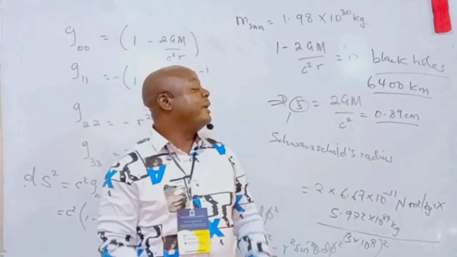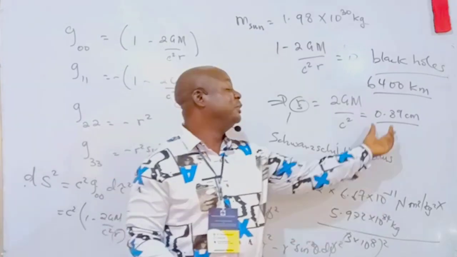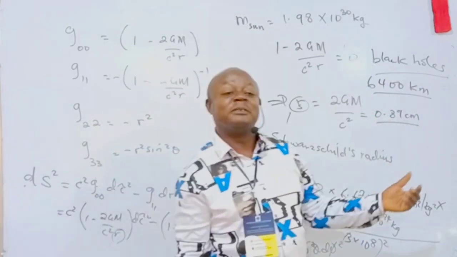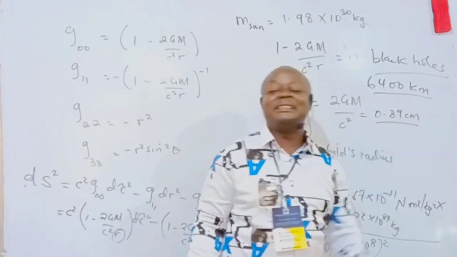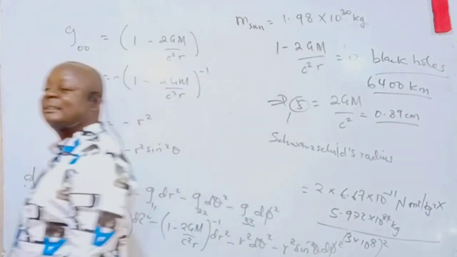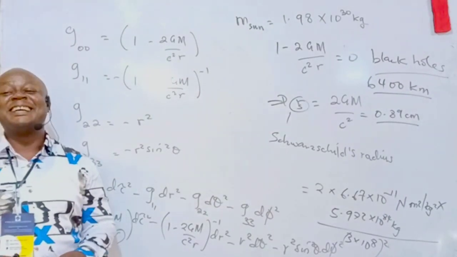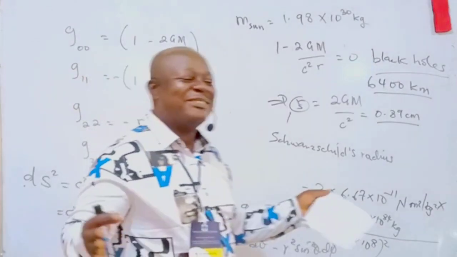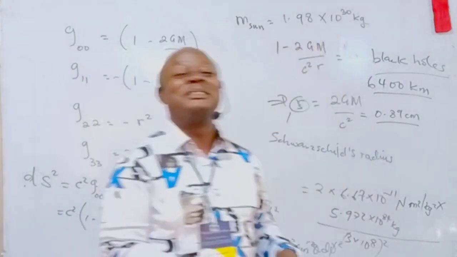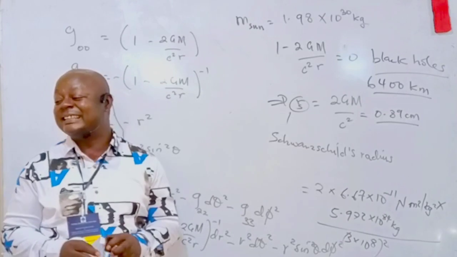So if you want the Earth to become a black hole, you need to reduce the radius of the Earth from 6,400 kilometers to 0.89 centimeter. In that case, I don't know how many of us will be left. If we reduce the radius of the Earth from 6,400 kilometers to less than a centimeter.